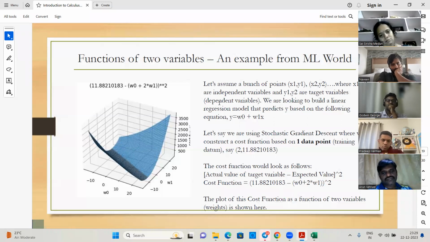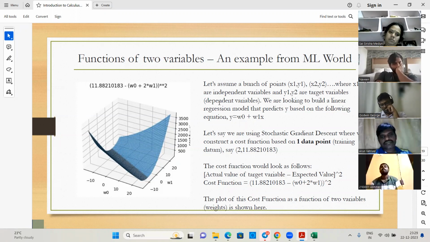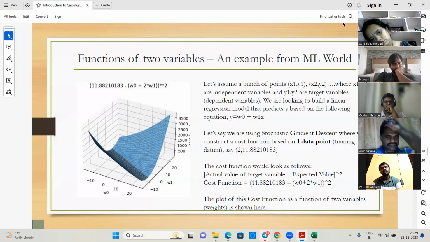So what we have done here is, this is an example from our ML world. It helps us understand how we would visualize functions of two variables from the ML world. So the cost function, where you work with linear regression in just two variables, W0 and W1, you get a cost function something like this, which you can visualize using a surface, like the way we've done it here. All right. That's just an example.